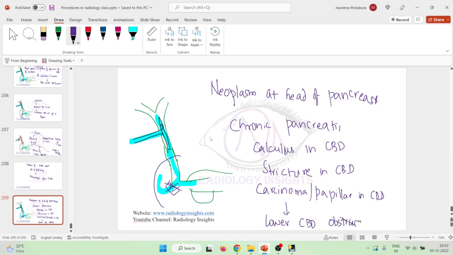So in these cases, you will see that the contrast will not pass. For example, if there is a stone or any obstruction here, the contrast will not pass through this side. So these are the different abnormal T-tube cholangiograms.